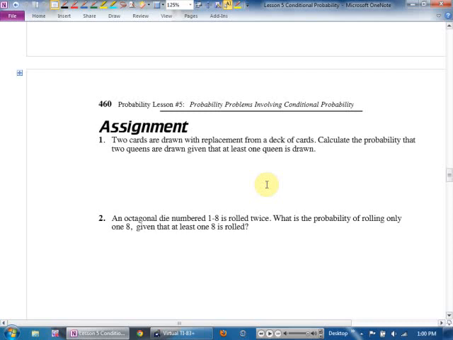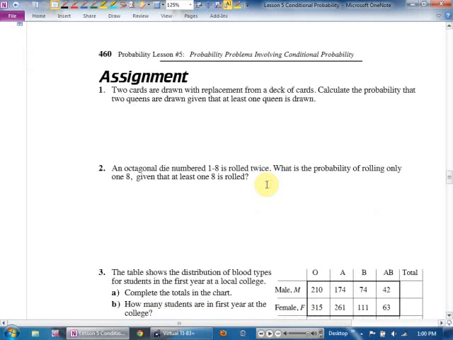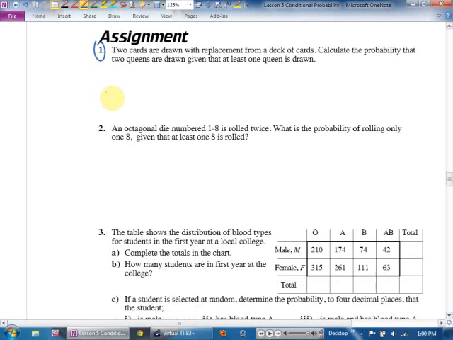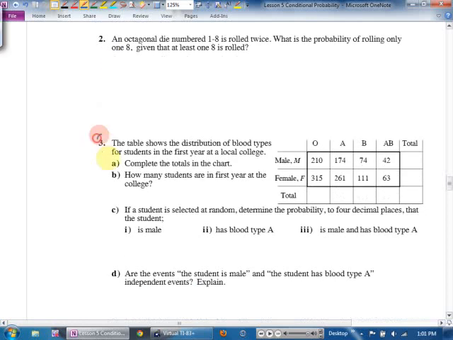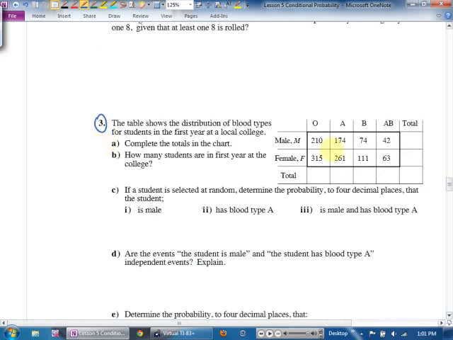Page 460. I'm going to assign number one. I hate the wording of number one, but it often shows up. It's weird English, so I'm going to assign it. I said to try number two. I'm actually going to give number three instead. Now, number three, instead of using a tree, you're going to fill in the chart. But from the chart, you can get all your probabilities by saying how many out of how many, how many out of how many, and visualize the tree. So that's good practice.